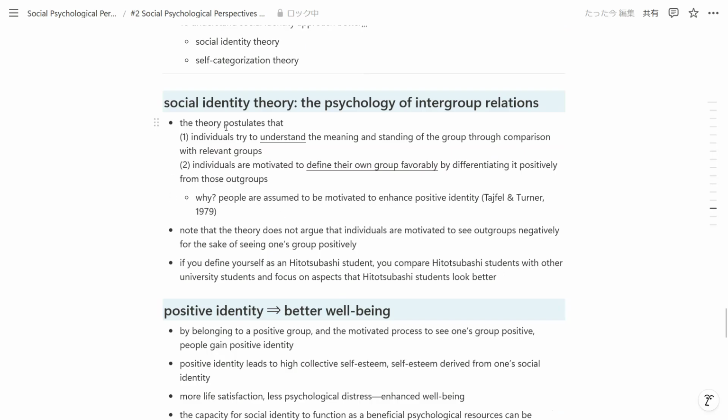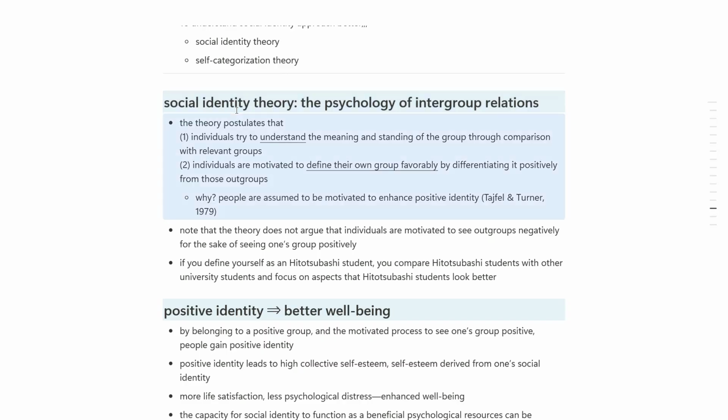The social identity theory was originally developed to explain the psychology of intergroup relations. Intergroup relations refer to the relation between nations or racial groups or ethnic groups. So basically, social identity theory is used to explain why people hate each other, and why people fight each other, like a war or ethnic conflict.